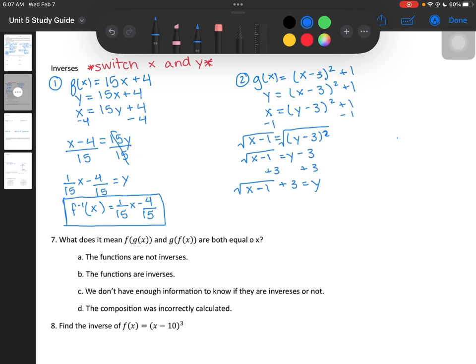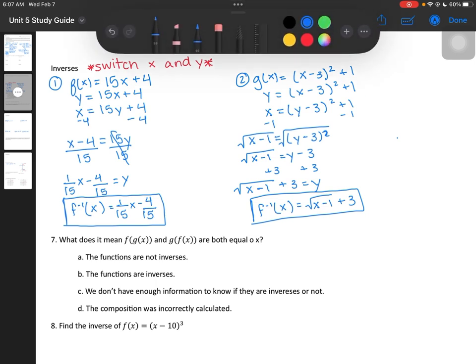So after we get this all set up, we get y by itself. The last thing we have to do is switch that final answer to include the inverse. Right. So now we have our inverse function.